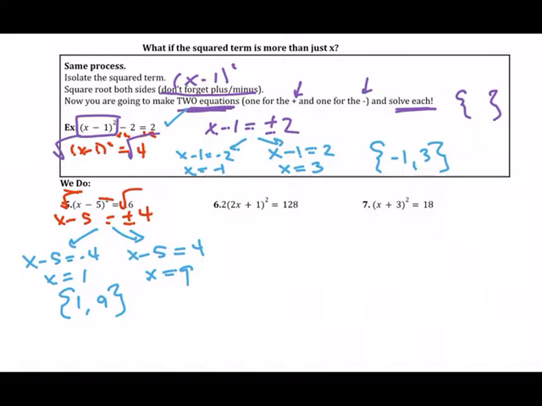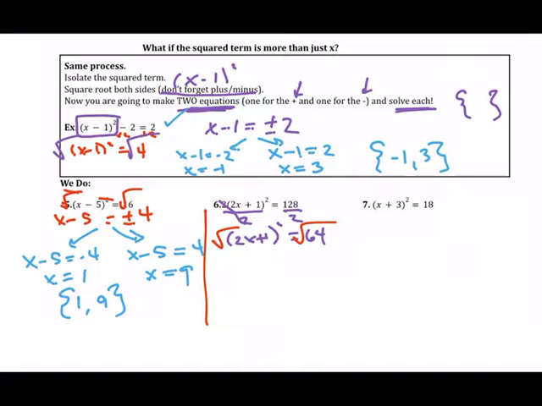All right, hopefully you did, in fact, pause the video. To isolate the squared term here, I'm going to divide everything by 2. 2 divided by 2 is 1, so this is going to give me 2x plus 1 quantity squared. Half of 128 is 64. My squared term has been isolated, so I am going to square root both sides.